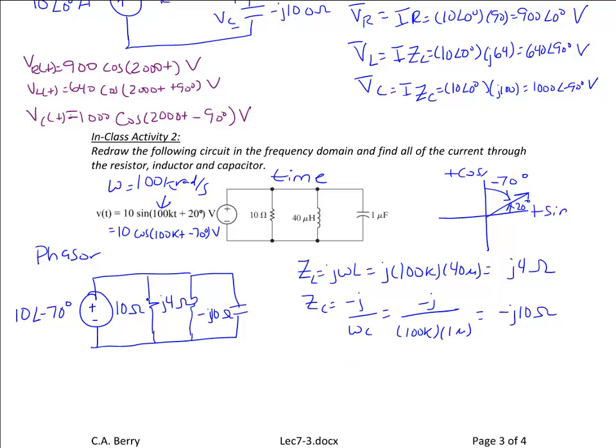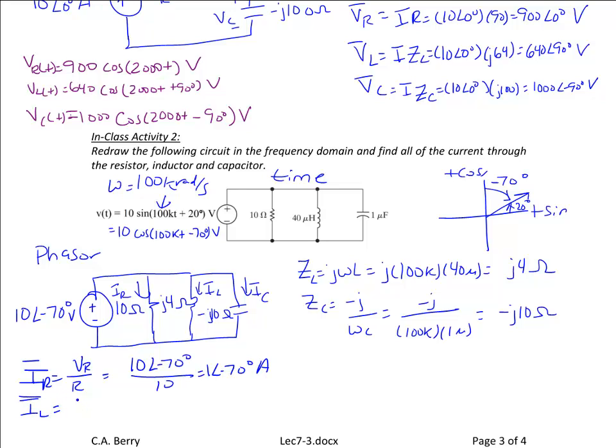And now we're ready to find the current. We're going to label the current through the resistor IR, the current through the inductor IL, and the current through the capacitor IC. To find the current through the resistor, IR would be equal to the voltage across the resistor divided by the resistance. They all have the same voltage of 10 with an angle of negative 70 degrees. So divided by 10 would be 1 with an angle of negative 70 degrees, and the units are amps.